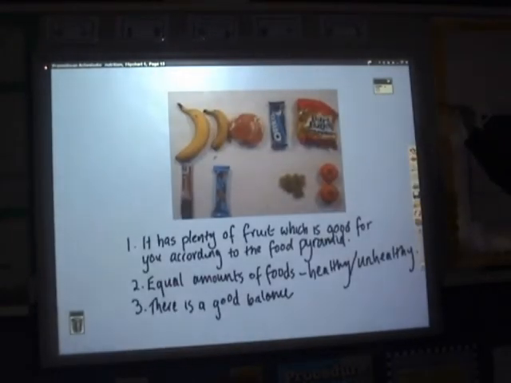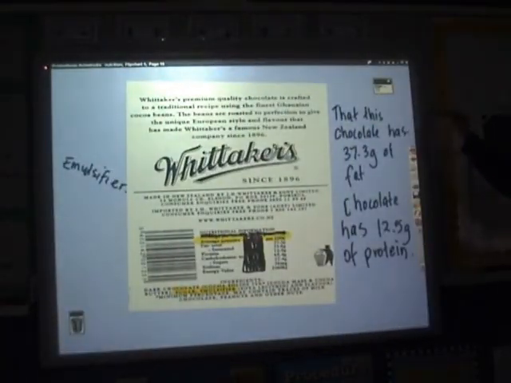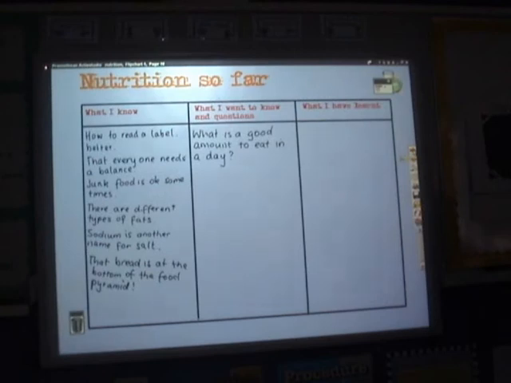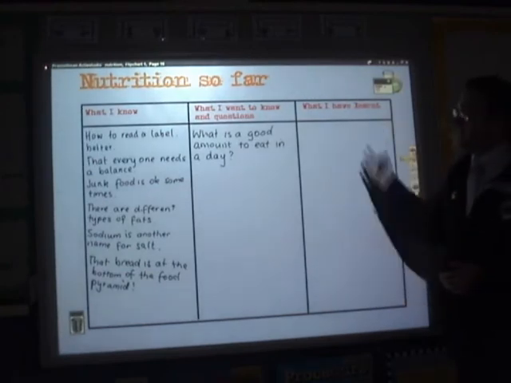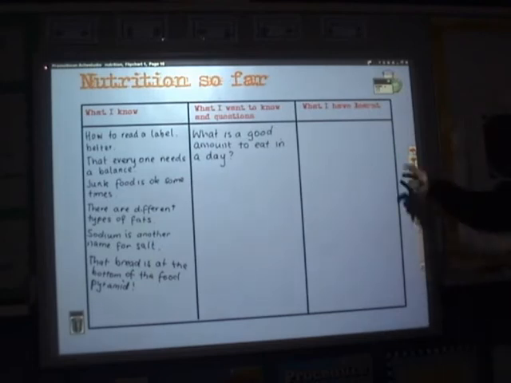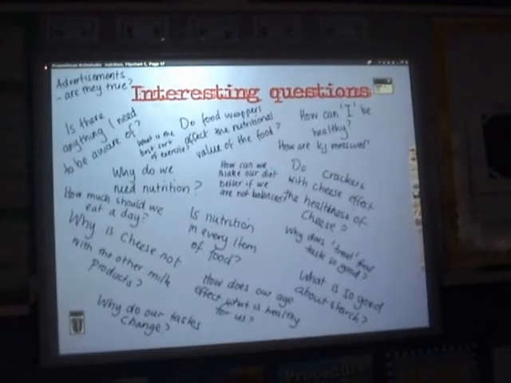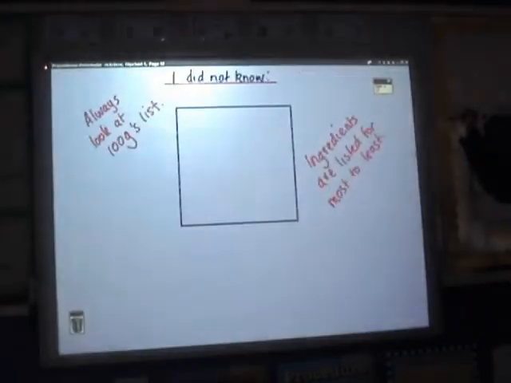We can also do great things like taking pictures and actually looking at how things work and looking at some of the thinking that goes along with the things about what I know, what I want to know, and what have I learnt, and we can go back to that because we can save it, and it's a good way to keep our ideas in one place.